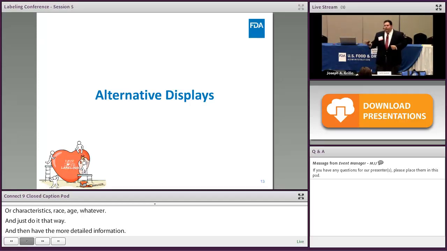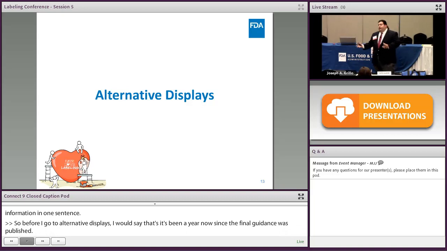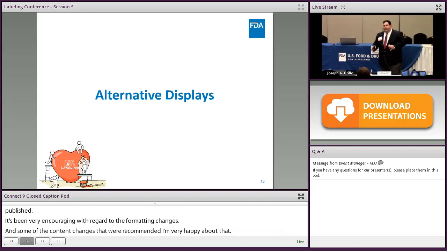So before I go to alternative displays, I want to say that we've been almost a year now since the final guidance was published. And it's been very encouraging with regard to the formatting changes and some of the content changes that we recommended. I'm very happy about that, because when I see stuff come in, I'm starting to see it formatted consistent with what I was just talking about. The one place that I'm not really seeing much movement is in that how thing.